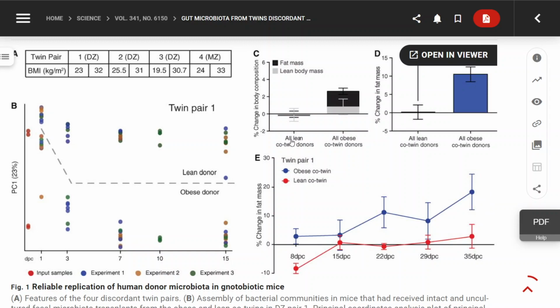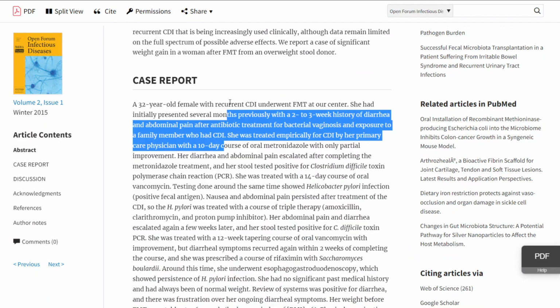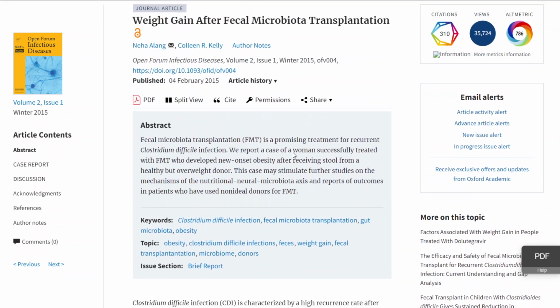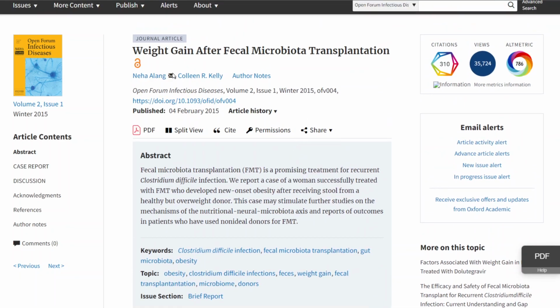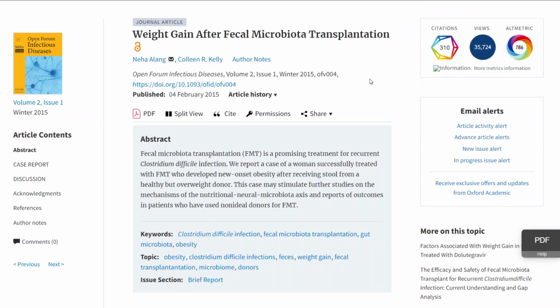Now, does this work in people? Well, there's no study in people because people aren't signing up for this study. However, there's a case report. And this is the case report, and this was published in Open Forum Infectious Diseases in 2015. The title is Weight Gain After Fecal Microbiota Transplantation.